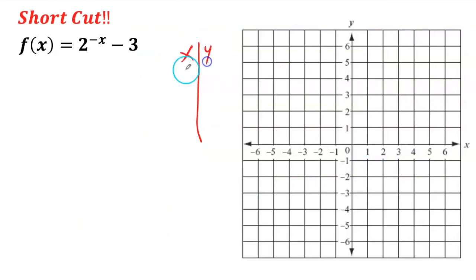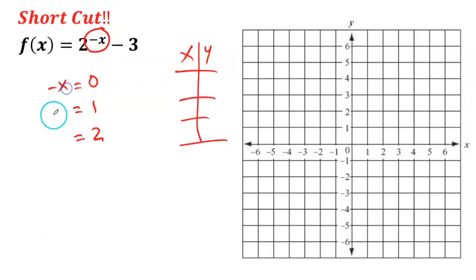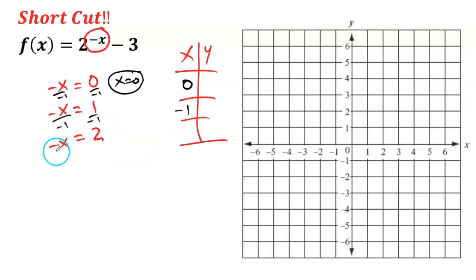Let's try another one. Here, x and y, 3 values. Whatever I have here, I'll make it equal to 0, to 1, and to 2. Whatever I have with the x, negative x, I set equal to those. From there, divided by negative 1, x is 0, and that comes over here. Divided by negative 1 is negative 1. Same idea, divided by negative 1 is going to negative 2. And then I plug these values into my original function.